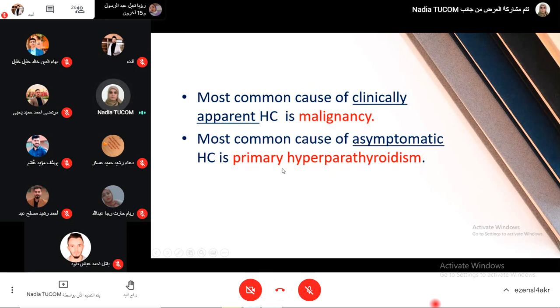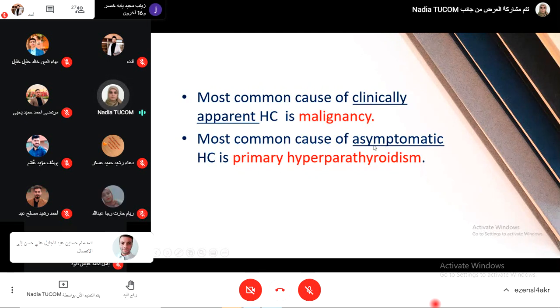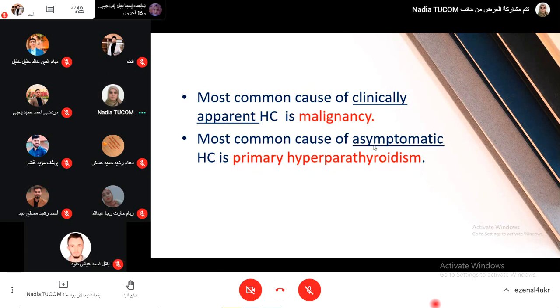Primary hyperparathyroidism is without symptoms, and it is discovered incidentally by an elevated level of blood calcium. Primary hyperparathyroidism means it is related to parathyroid gland hyperplasia or adenoma or even carcinoma.